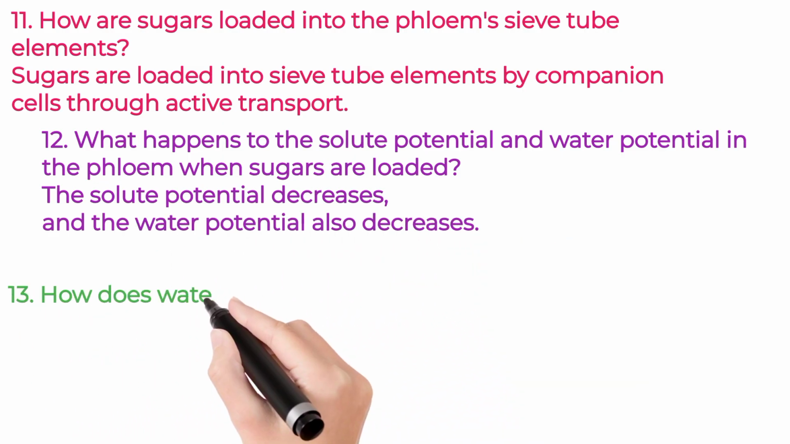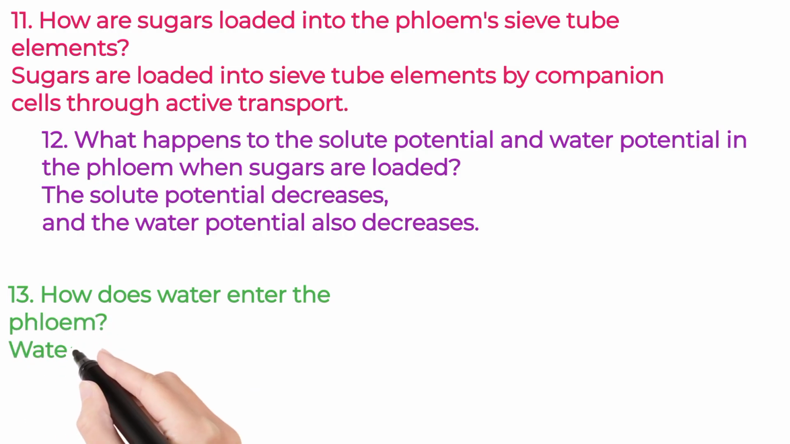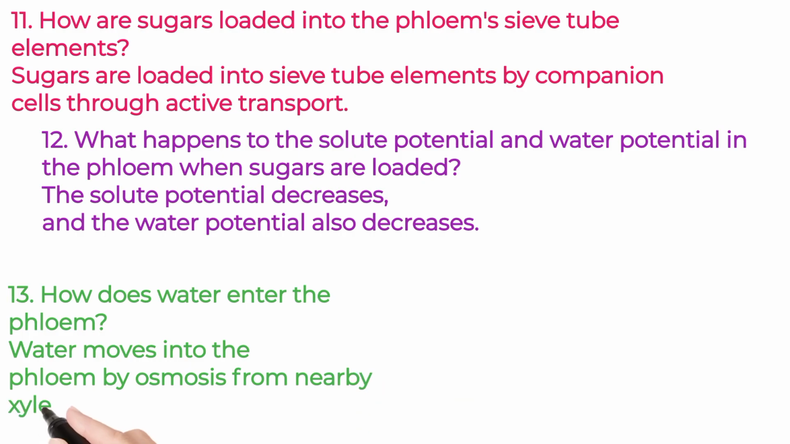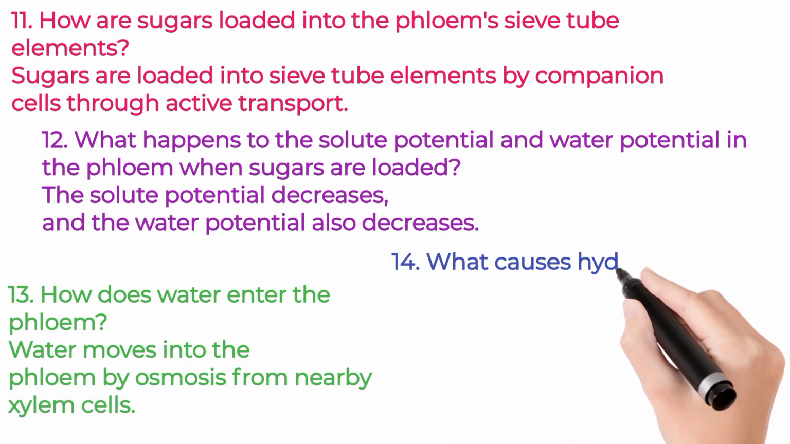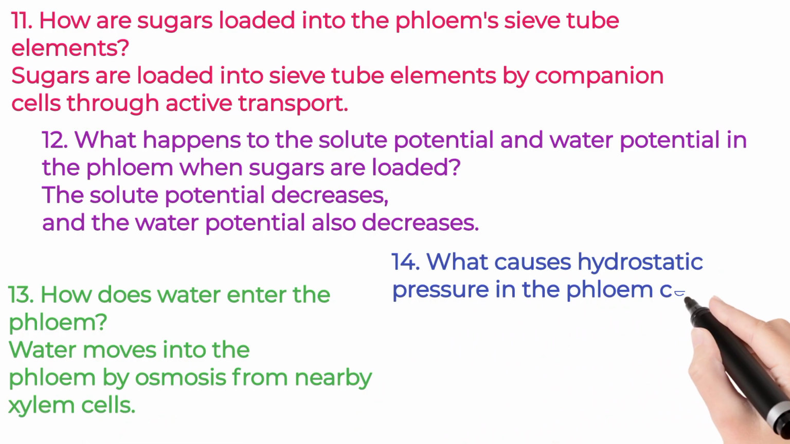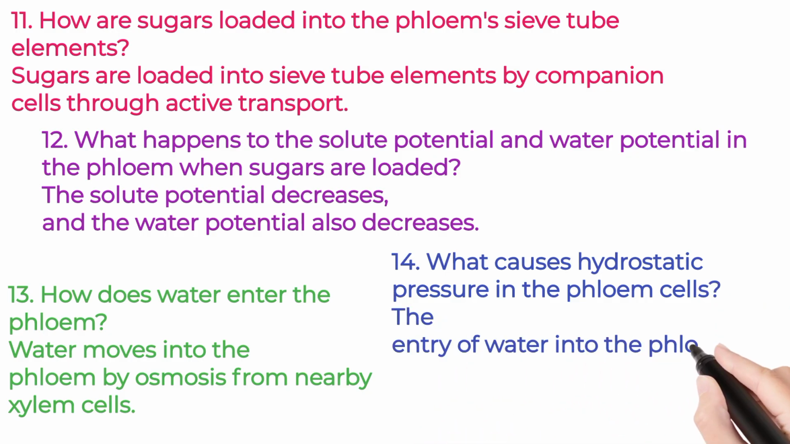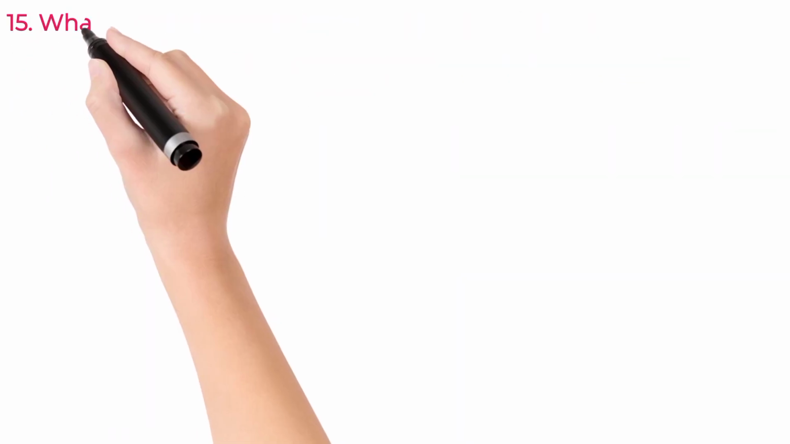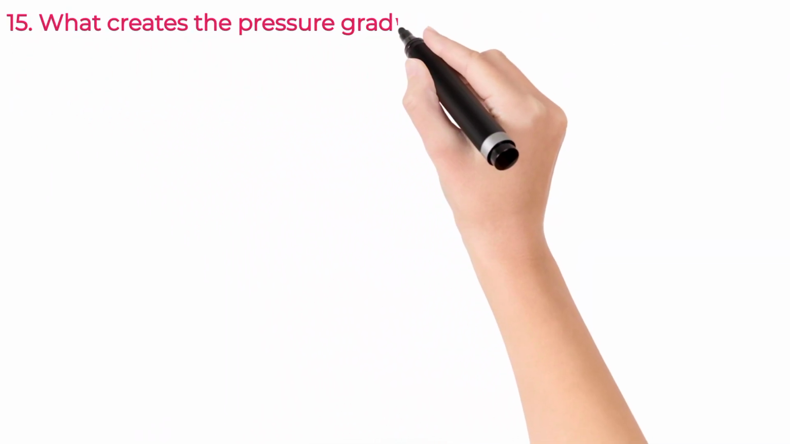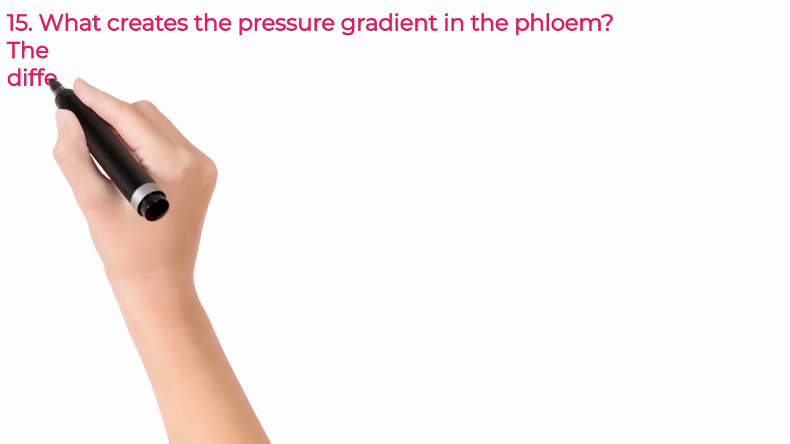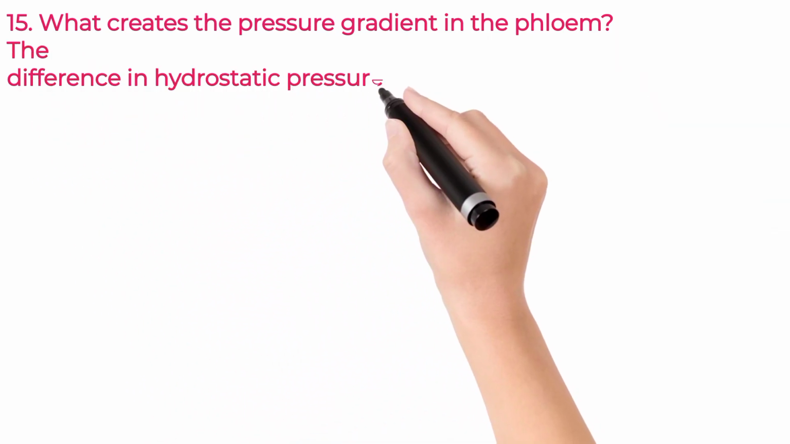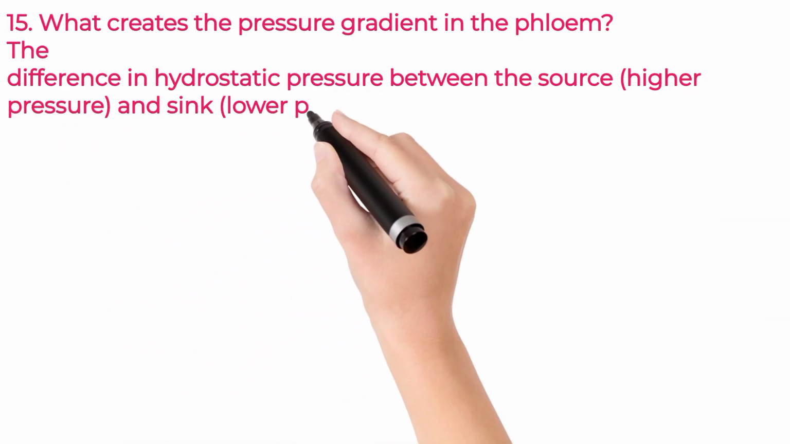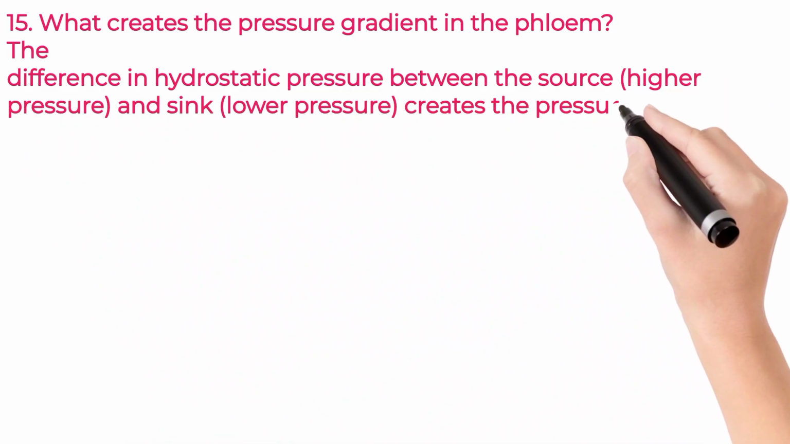13. How does water enter the phloem? Water moves into the phloem by osmosis from nearby xylem cells. 14. What causes hydrostatic pressure in the phloem cells? The entry of water into the phloem increases hydrostatic pressure. 15. What creates the pressure gradient in the phloem? The difference in hydrostatic pressure between the source, higher pressure, and sink, lower pressure, creates the pressure gradient.